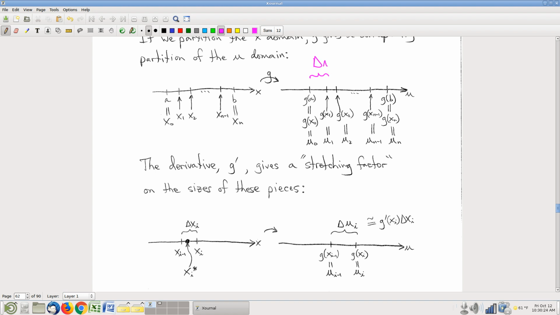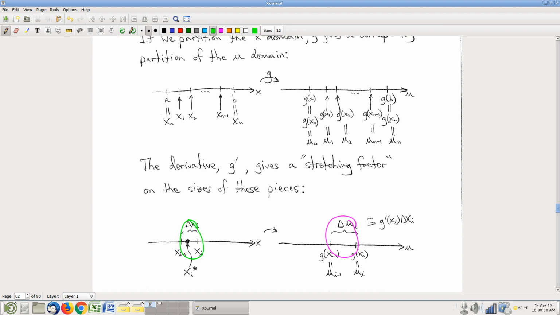Delta U. Well, now I better not just call it delta U by itself. These delta U's are all different. This is an irregular partition. Let me call it delta U sub 1 because it's representing the size of the first subinterval, right? Likewise for all the rest of these pieces. And let's ask, how does the size of delta U compare to delta X?